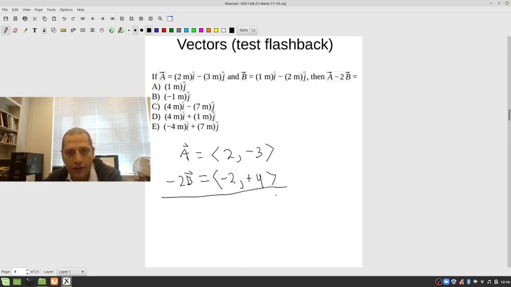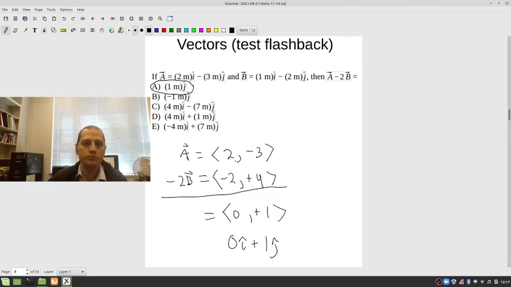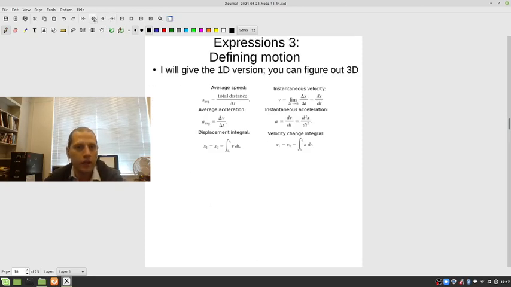And now I could just add these together. A plus minus 2b would be 0, and then I would add up these two and I would get a plus 1, so if I wanted to write that in the ij way, it would be 0i plus 1j. Which is this one. Okay, I don't think I skipped. Okay, yeah.